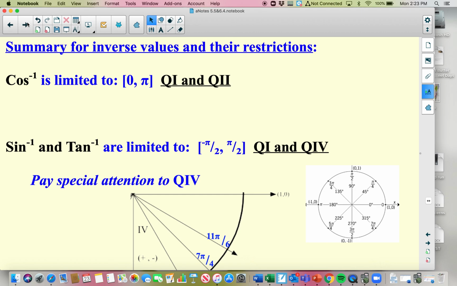Okay, what you're going to be doing with these, actually before I do that, just a quick summary if you didn't write this down already. This is all on one page for you. Cosine is restricted to quadrants 1 and 2, and inverse sine and inverse tangent are going to be restricted to quadrants 1 and 4, on a unit circle, right? And the notation here also, remember, anything raised to a -1 power just means inverse notation.